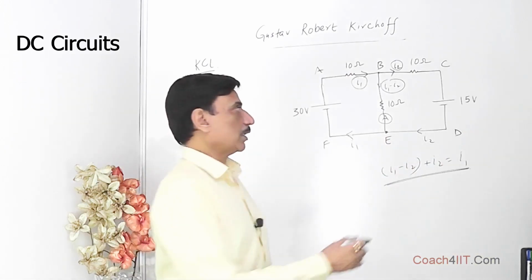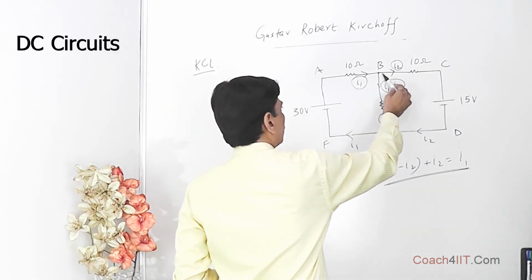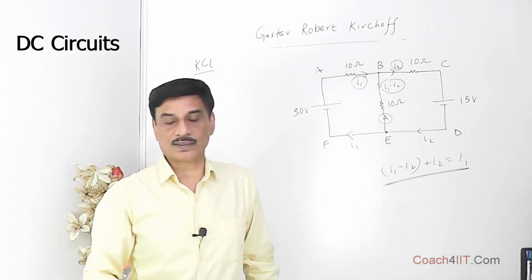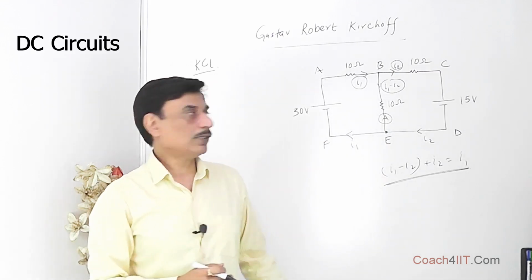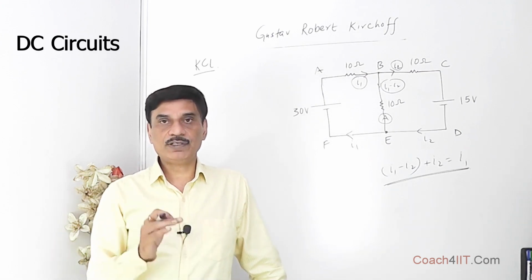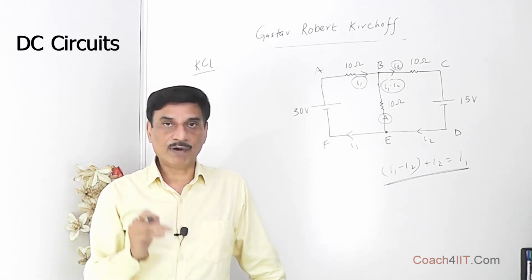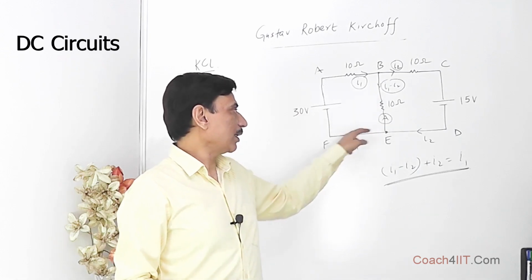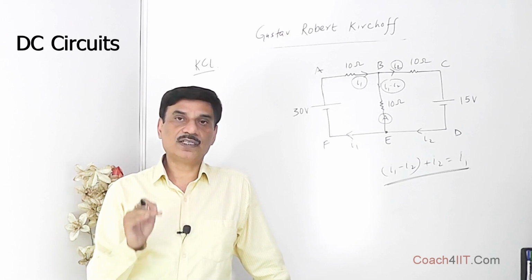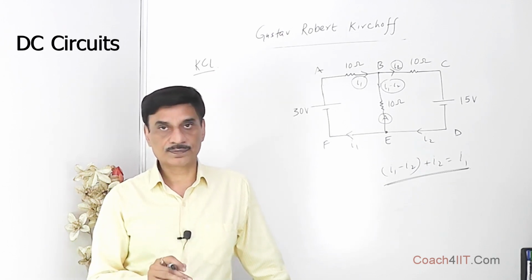You could have also taken I1 in this direction, I2 in this direction, and I1 plus I2 moving in this direction; that doesn't matter. Finally, the value of current will come out to be the same, whatever directions you take when you apply KCL and KVL. The value of I in this wire, in this wire, in this wire will come out the same irrespective of the direction of current you have taken.